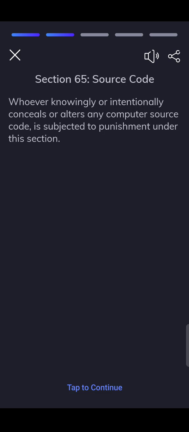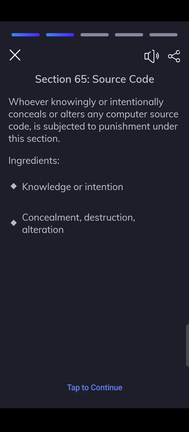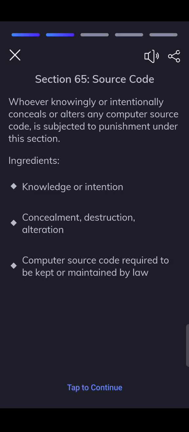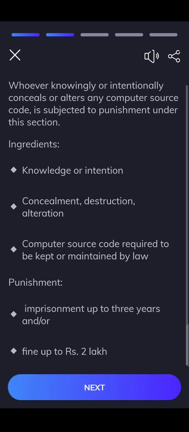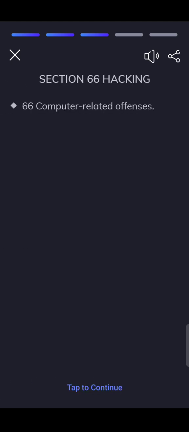Whoever knowingly or intentionally conceals or alters any computer source code is subjected to punishment under this section. Ingredients: knowledge or intention, concealment, destruction, alteration. Computer source code required to be kept or maintained by law. Punishment: imprisonment up to 3 years and/or fine up to 2 lakh rupees. 66 Computer-related offenses.